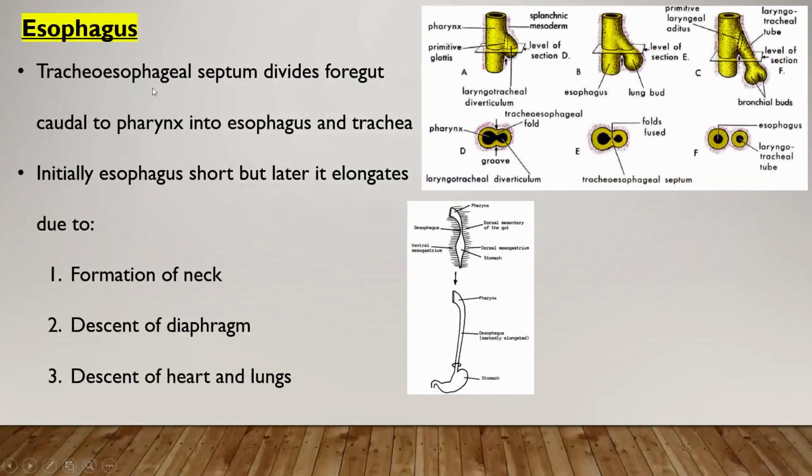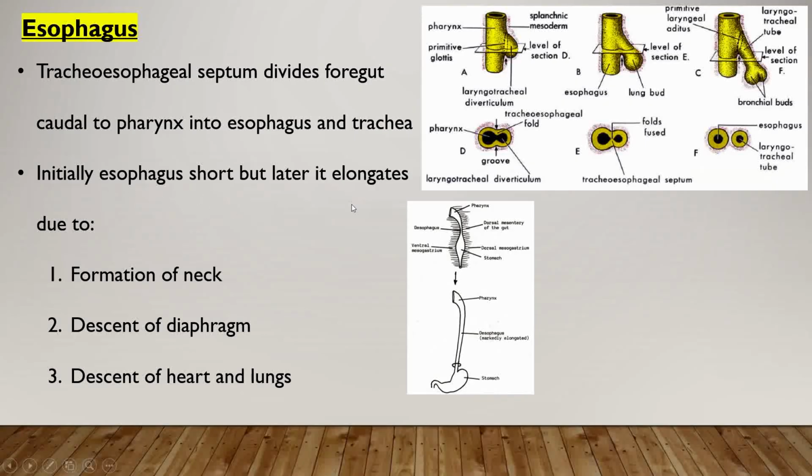So the tracheoesophageal septum divides the foregut caudal to the pharynx into esophagus and trachea. Here was the groove, and here was the appearance of the tracheoesophageal septum, and because of this septum, now the proximal part separated, which has formed the laryngotracheal tube, which will form in future the larynx and trachea, and this dorsal part is going to form the esophagus.